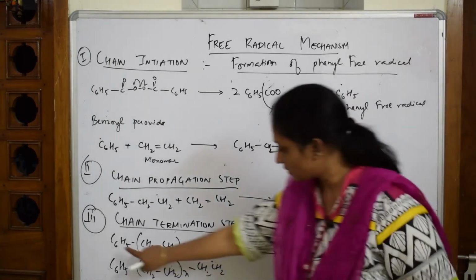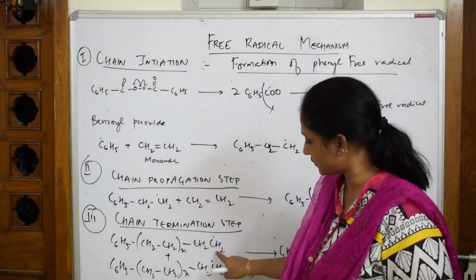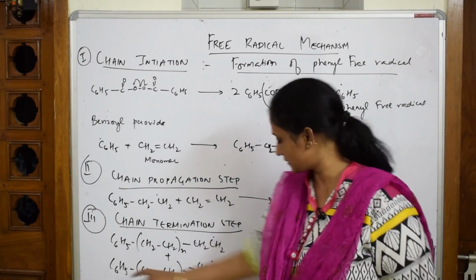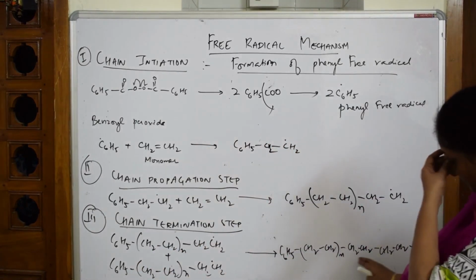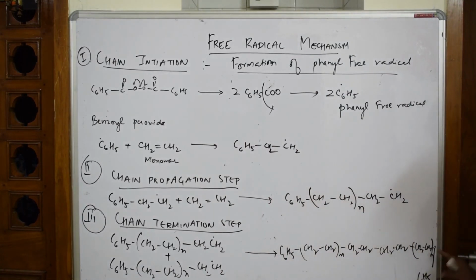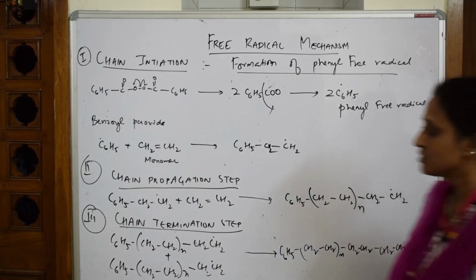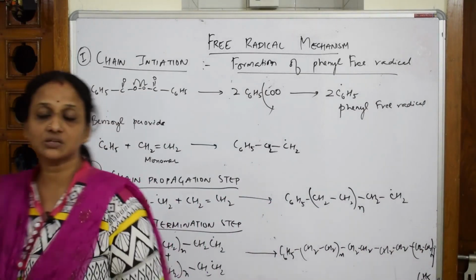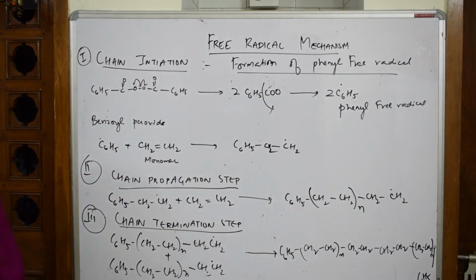Now let us see. 1, 2, 3, 4, 5, 6, 7, 8, 9, 10. 1, 2, 3, 4, 5, 6, 7, 8, 9, 10. So this is ending, terminating. This is also terminating with the repeating unit here. So this is your chain initiation, chain propagation, and chain termination.